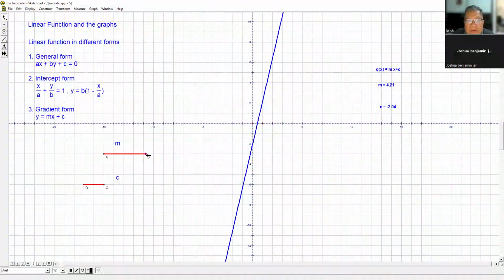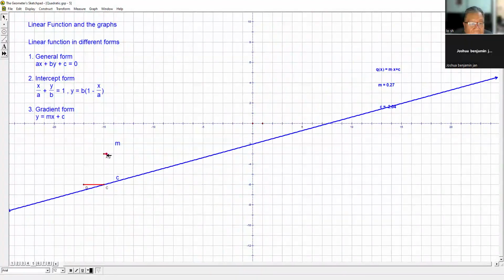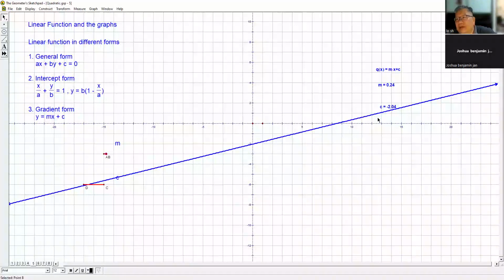But so far, the value of M is all positive. I make M very, very big, then the line becomes very, very steep. So M here controls the gradient of the line. The bigger the value of M, the steeper the line and the greater the slope. Some people call it slope, some people call it the steepness of the line, some say the gradient of the line. Whatever you call it, gradient, slope, or steepness, the bigger the number, the steeper the line. The smaller the number M here, the less steep the line.